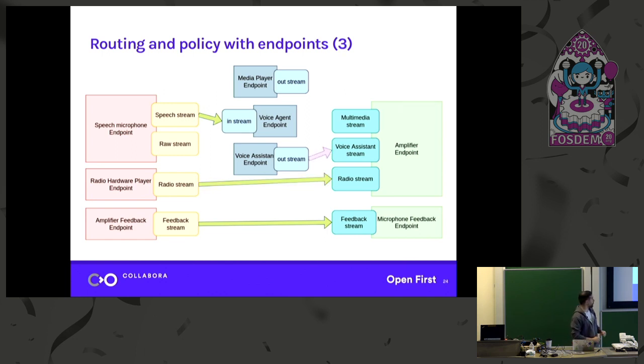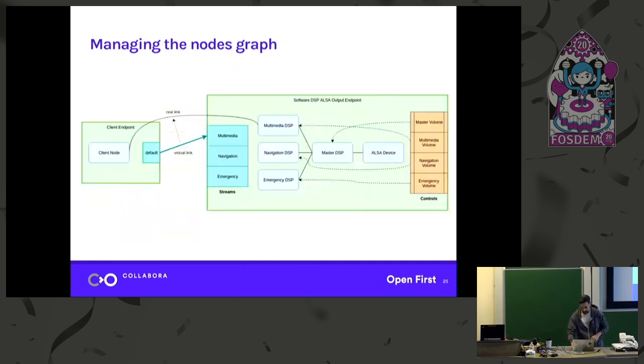And then the user goes and clicks a button on the hardware, and there's a radio hardware player that starts streaming to the amplifier without passing media through the main CPU. But because we have this graph representation, the policy management understands that it needs to unlink that media player at the top, which was previously linked, and which is in software. So this is how it works.